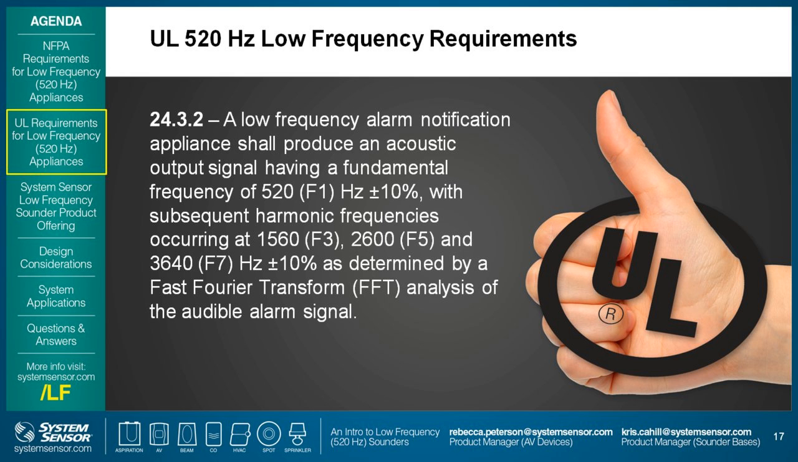So what they're going to do is take that signal and look at the odd harmonics. The first harmonic has to be centered around 520 hertz. Then they're going to focus on the third harmonic, which has to be centered around 1560. Then they're going to look at the fifth harmonic, which has to be centered around 2600 hertz. And then the seventh harmonic, which has to be centered around 3640. They're going to do all of this using a fast Fourier transform, which is just a mathematical algorithm.